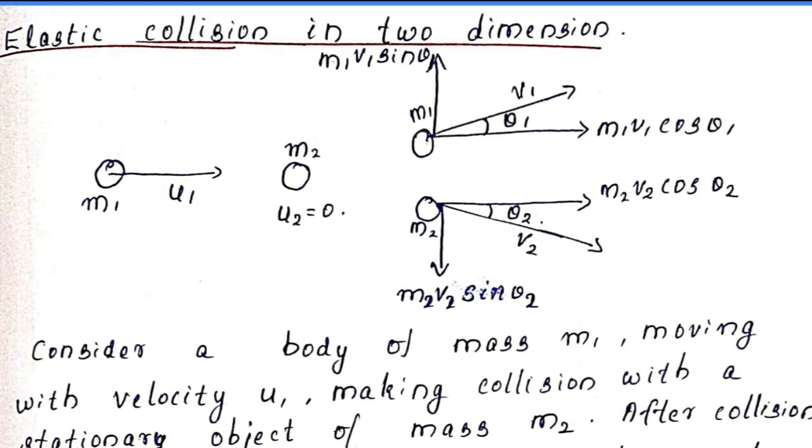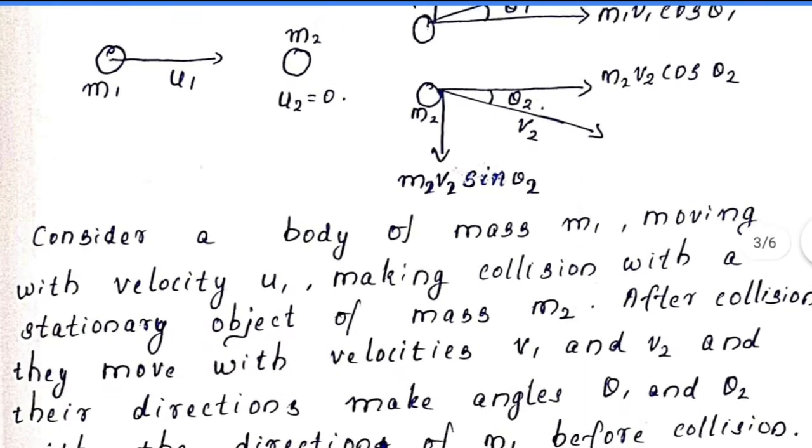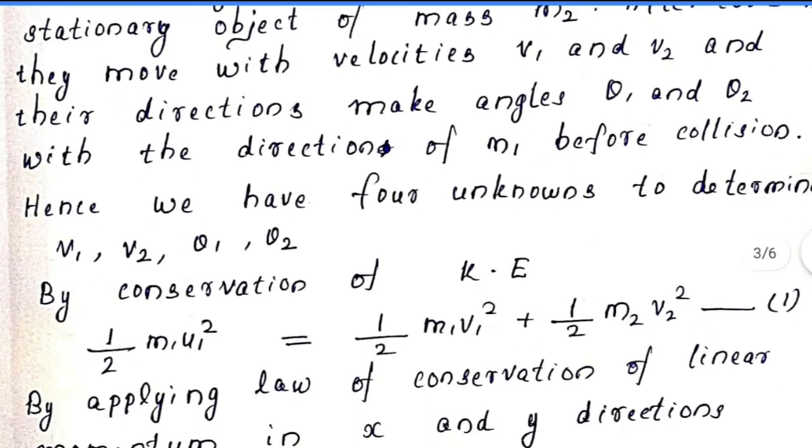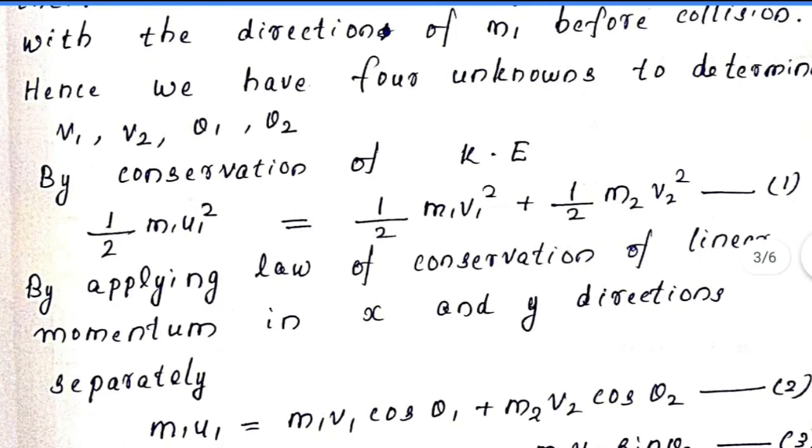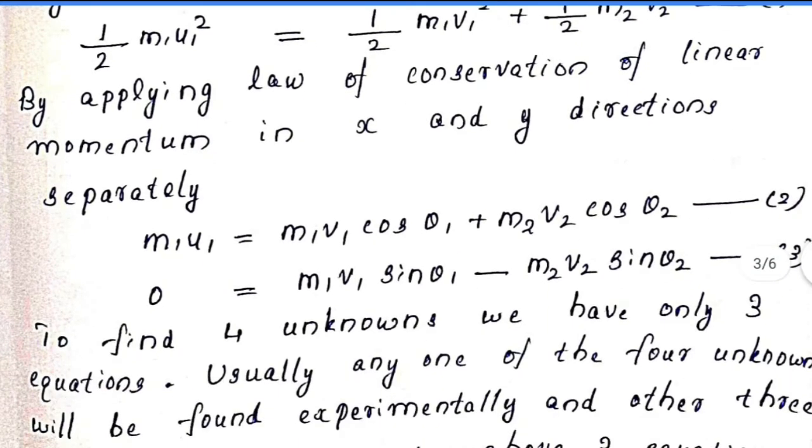To frame those equations, we can use only the law of conservation of momentum and the law of conservation of kinetic energy. For conservation of kinetic energy, we have the expression half m1 u1 square equal to half m1 v1 square plus half m2 v2 square, because kinetic energy is a scalar quantity. When we come to two dimensions, we have to consider scalar and vector quantities. So this is the equation for the conservation of kinetic energy. We got one equation and we want four, so we need three more equations.